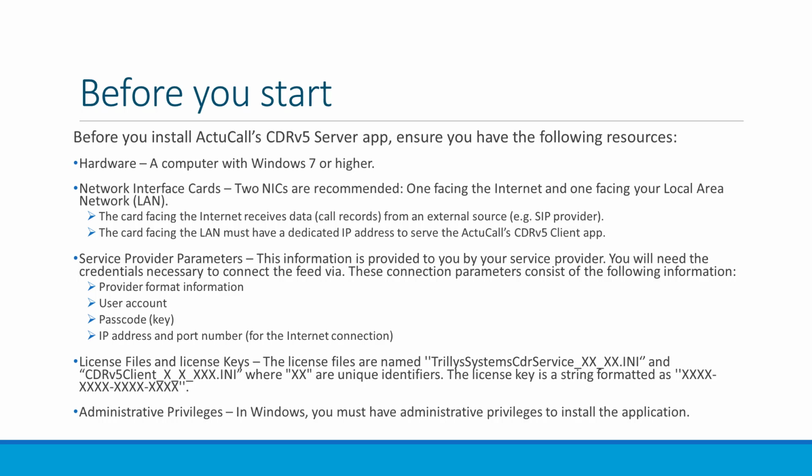Make sure that you've downloaded the .zip files and the license files from Trillis.biz. You would have received a link to those via email after purchasing the software. Make sure that you've also been sent your license keys. Those would have been sent to you via email.